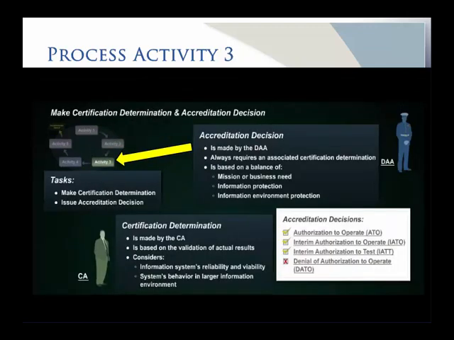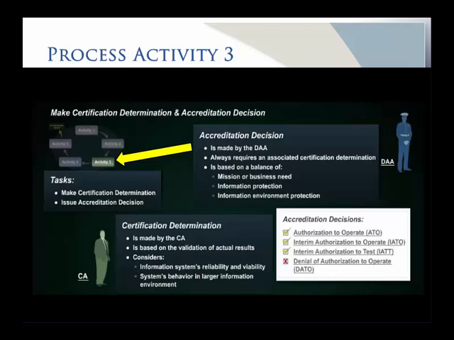So now process activity 3 has to do with the actual certification, determination, and accreditation decision. The decision is actually made by the DAA, which we talked about before. And it's based on the scorecard, sort of like the checklist of all the things that you're doing to determine the information assurance. Your accreditation is for a maximum of 3 years.